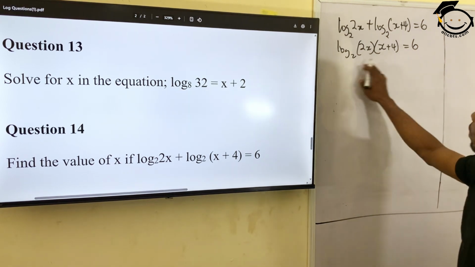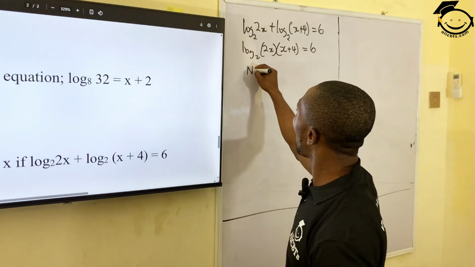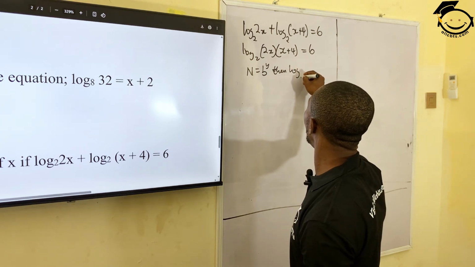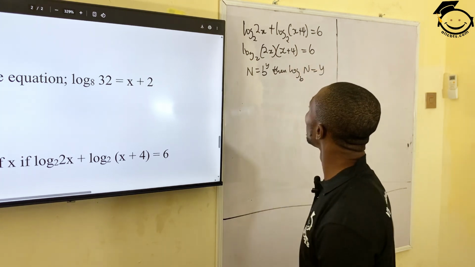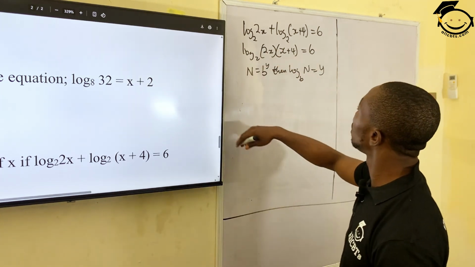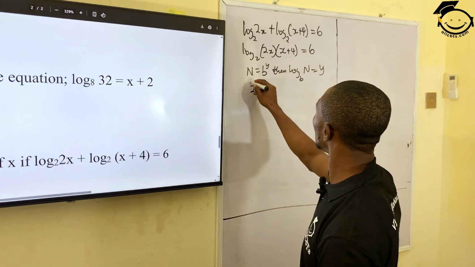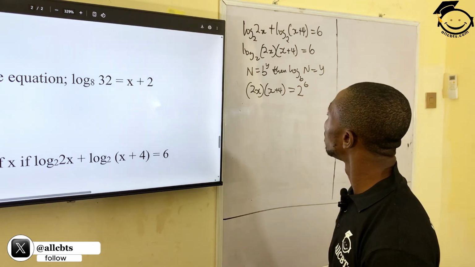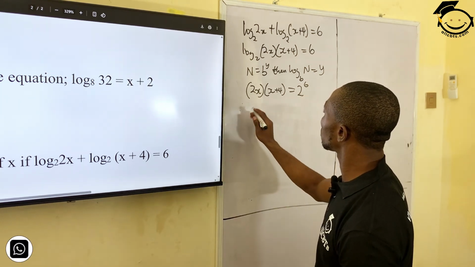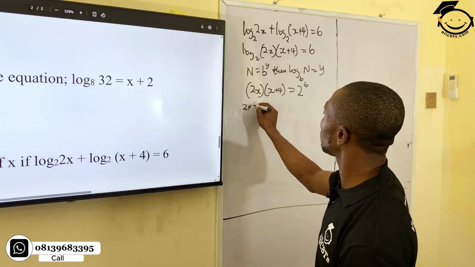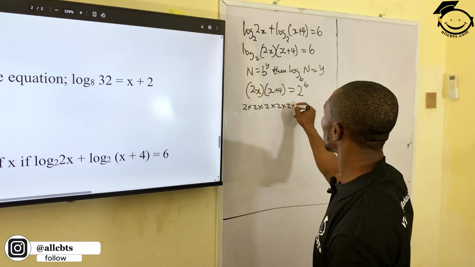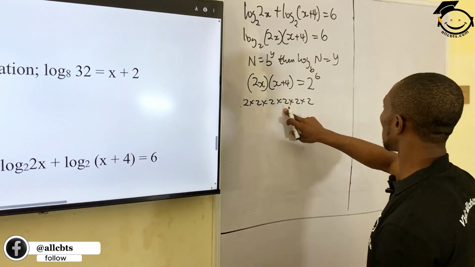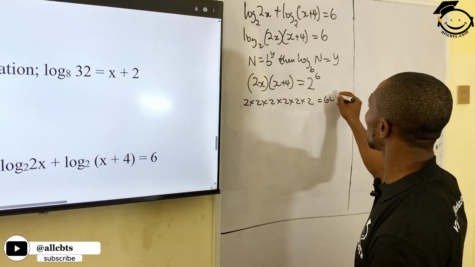Now, we can now apply our next law of n equals b to the power y. Then, log base b of n equals y. So, applying this law to reverse this, this becomes x times x plus 4 equals 2 raised to the power 6. Okay, and 2 raised to the power 6 will give us 2 times 2 times 2 times 2 times 2 times 2. 2 times 2, 4. 4 times 2, 8. 8 times 2, 16. 16 times 2, 32. 32 times 2, 64.